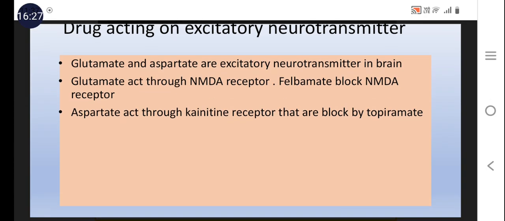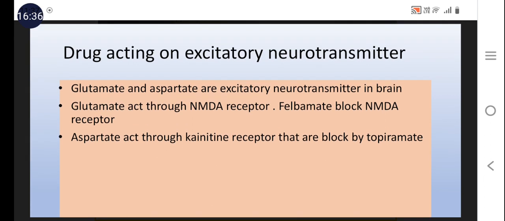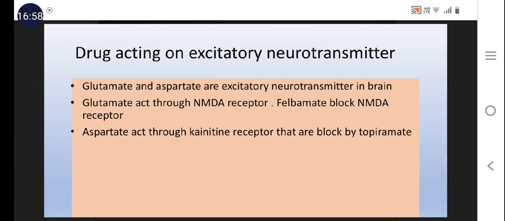Drugs like felbamate are given to inhibit the activity of the glutamate on the NMDA receptor, because glutamate is an excitatory neurotransmitter that binds to the NMDA receptor. So when felbamate binds to the NMDA receptor, glutamate cannot bind to it, and the activity of the excitatory neurotransmitter is inhibited.